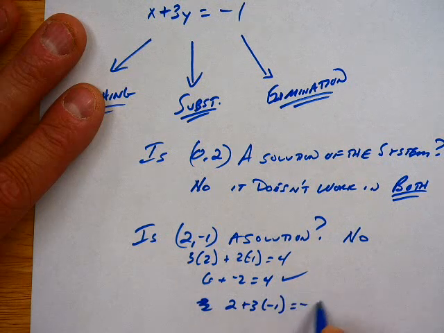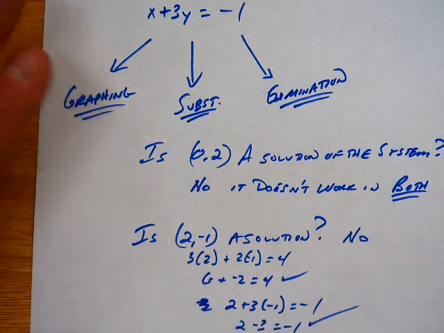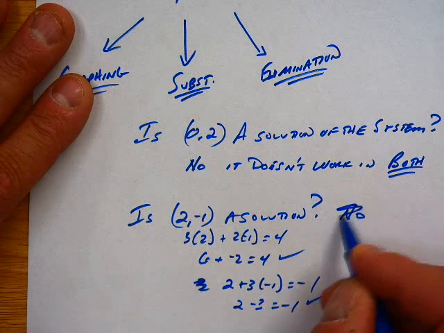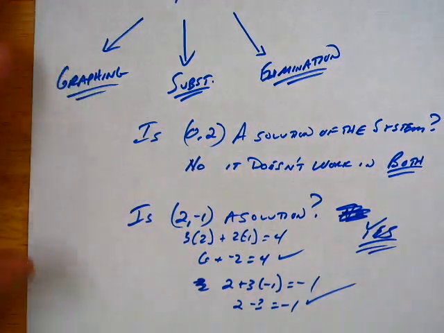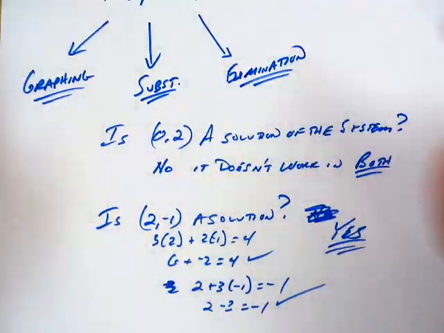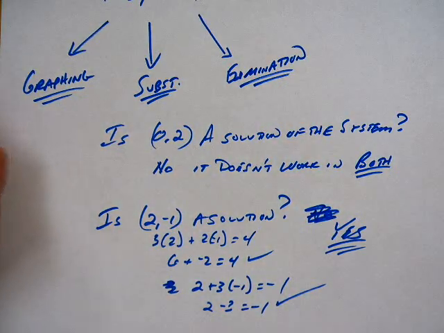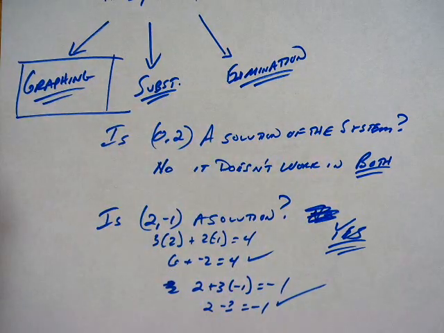Oh, you know what? It's not, is it? I thought it was. I wrote this off the top of my head and I made a mistake. That should be a plus. Oops. Now, is (2, -1) a solution?